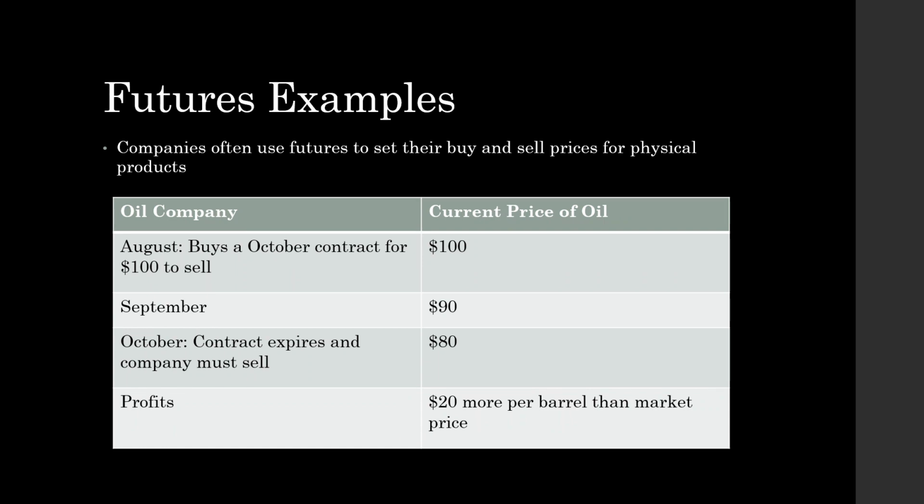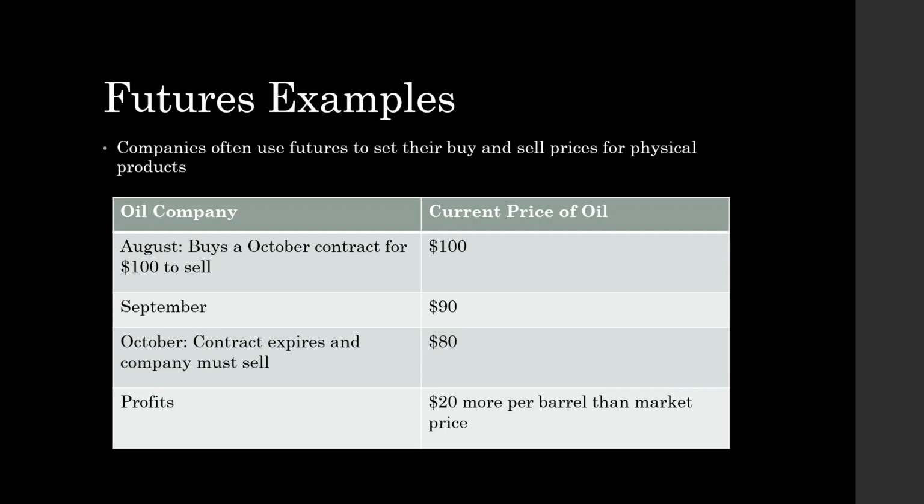So now I want to go into a few examples of how futures are used. And so I'm going to first talk about how companies use futures. And so, as I said before, companies often use these futures to set their buy and sell prices for physical products and therefore make sure that they can have a safe price to buy and sell, assuring themselves that they will at least have some kind of profit and that they don't have to risk it in a very highly volatile field where prices may go up and down on a whim's notice.